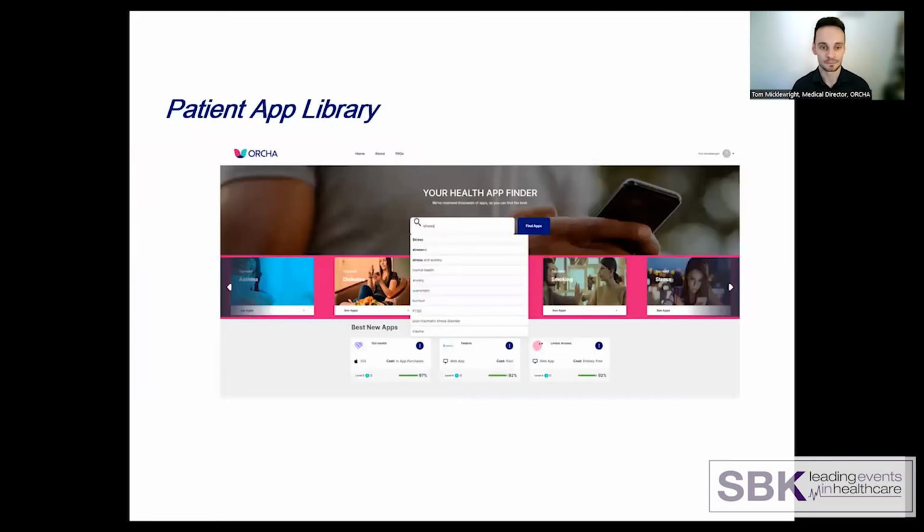Next slide. Counter that then with the patient-facing app library. This is again a curated list of apps which ORCHA have assessed. We only have the safe, effective ones on here, and patients can then search based on their condition or their issue in the search bar, and that will bring up some of the best apps for their particular condition. Next screen.